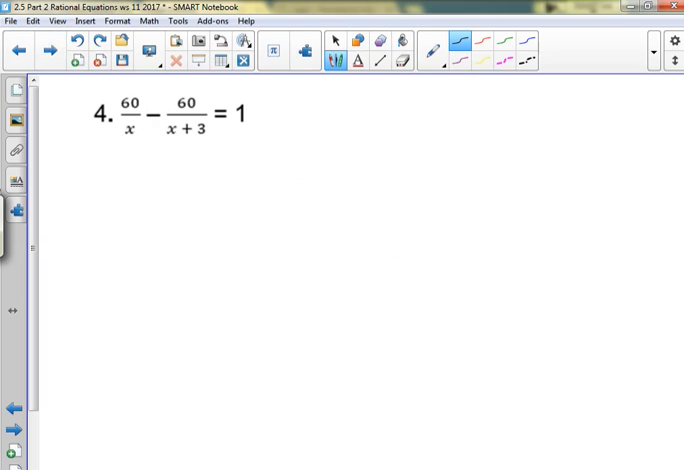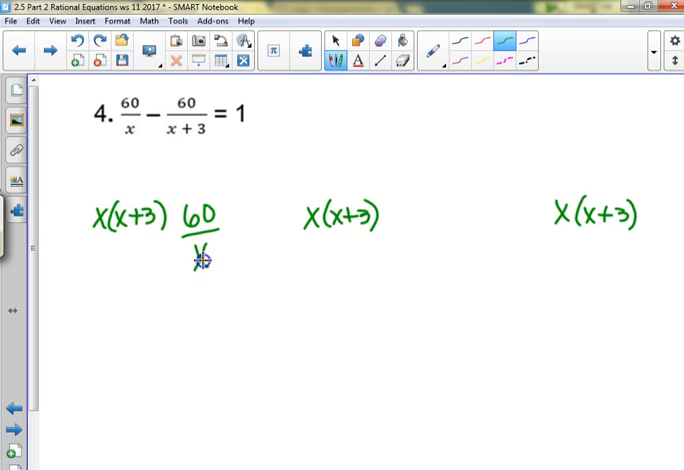Common denominator on number 4. X times x plus 3. Okay. So we have to multiply it by 60 over x. And then we're subtracting, and it was a 60 over x plus 3. I wrote that in there kind of funny. Maybe I should do that in a different color.